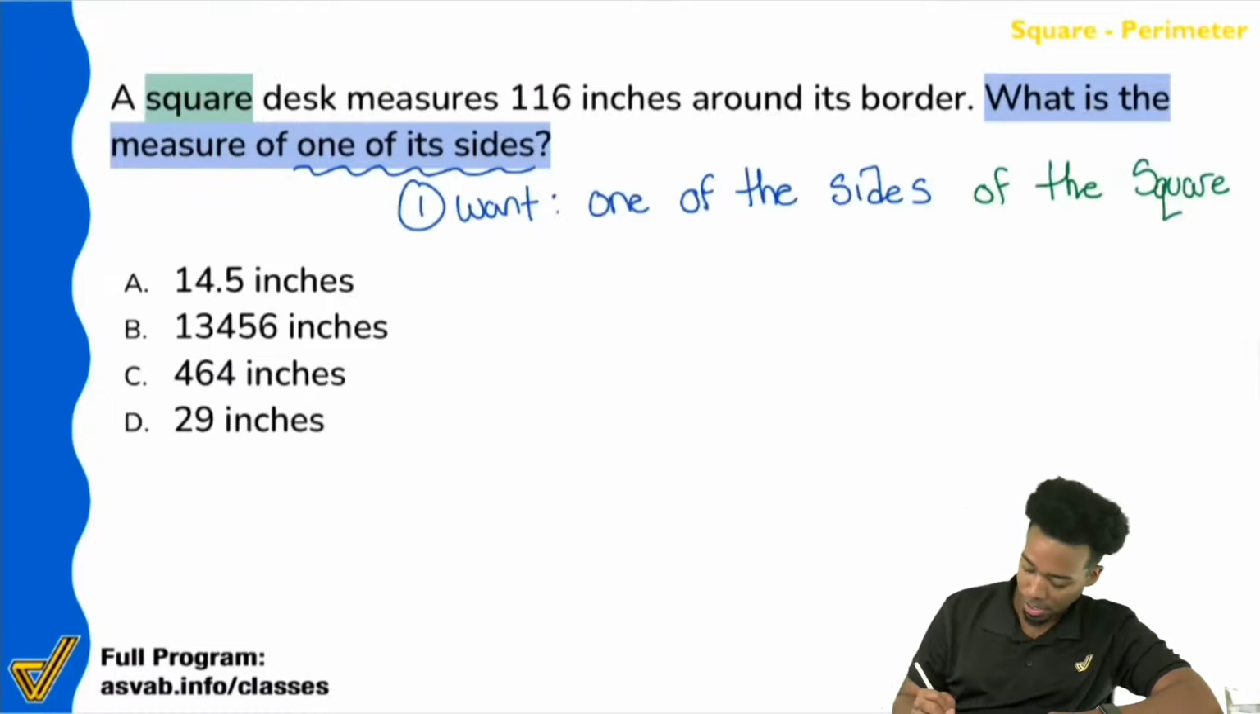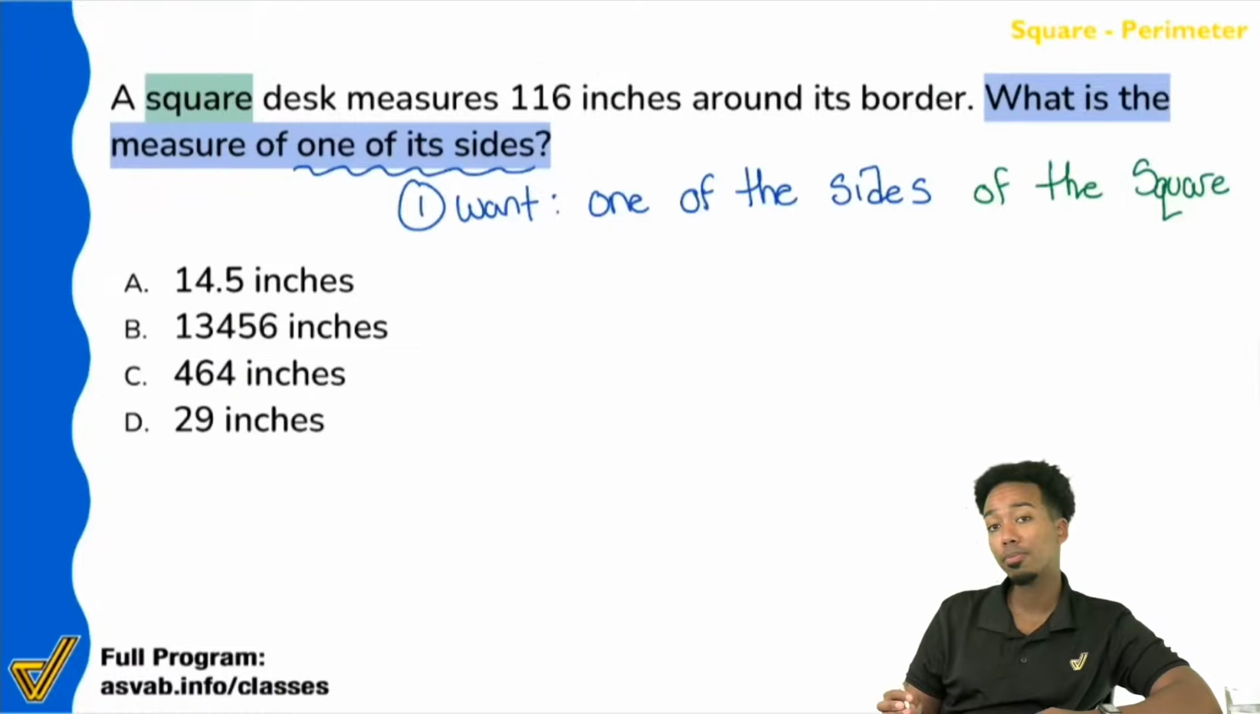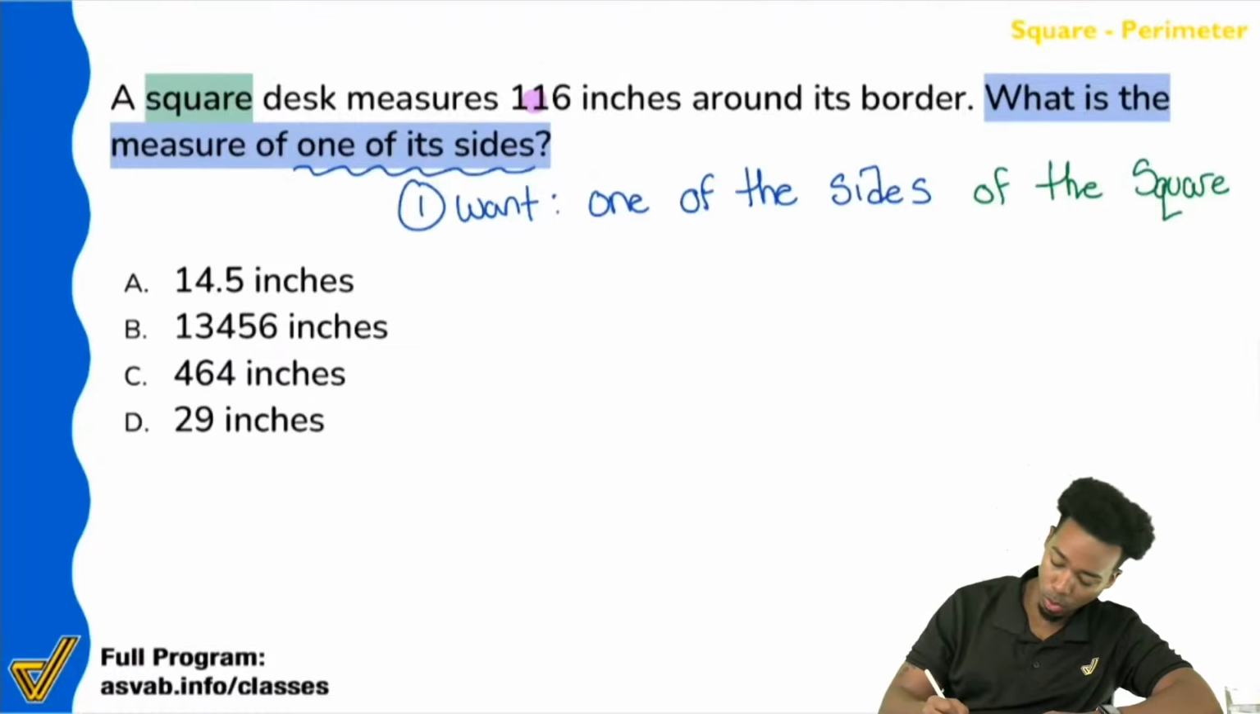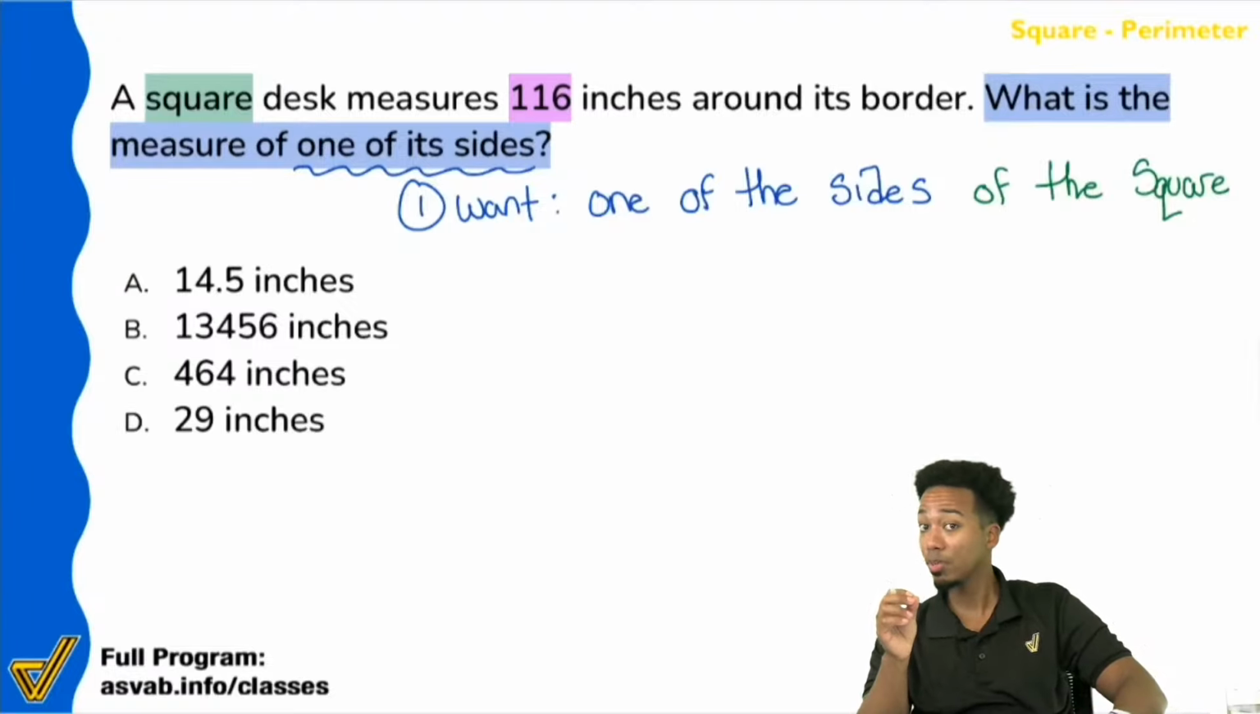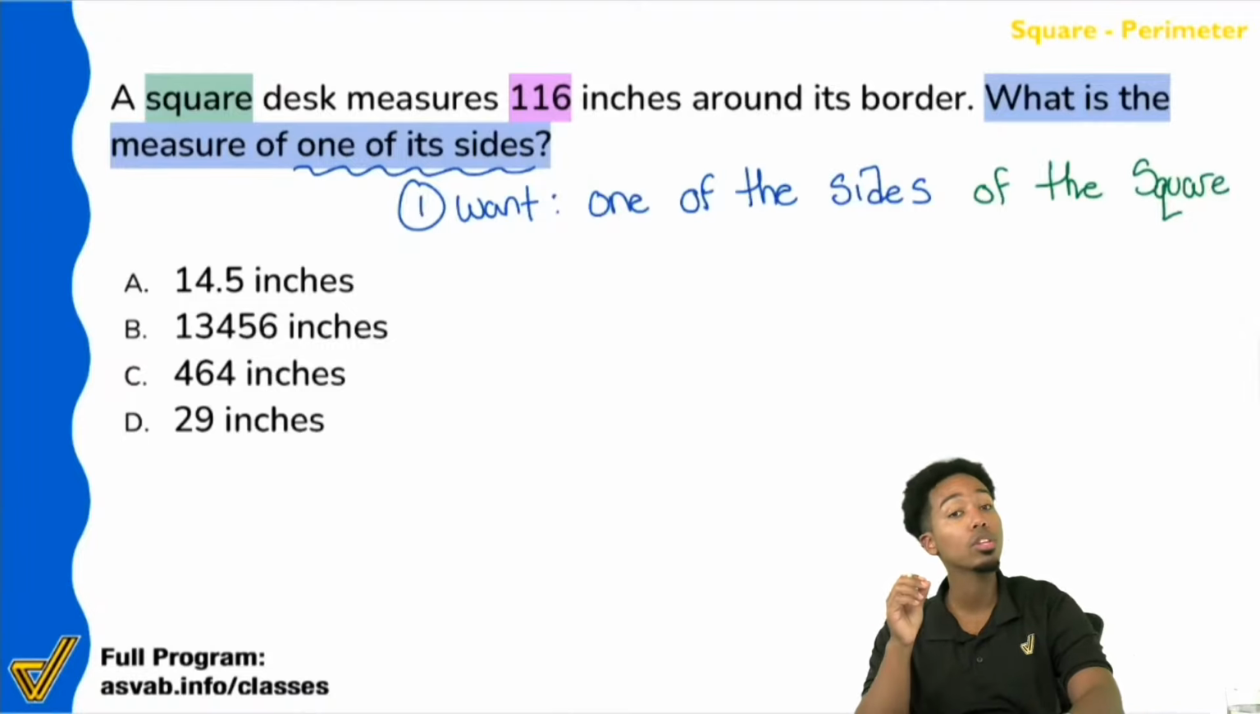So a lot of us might think that the most important piece of this is the 116. I'm going to tell you that you're wrong. That is not the most important thing. Remember this, everybody. If you want to be successful at word problems, it is not about what the numbers are. It's about what the numbers mean.